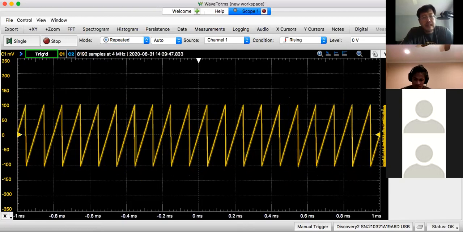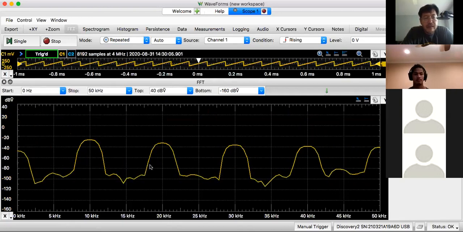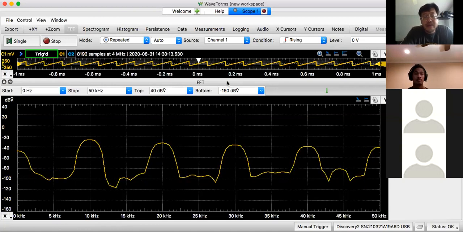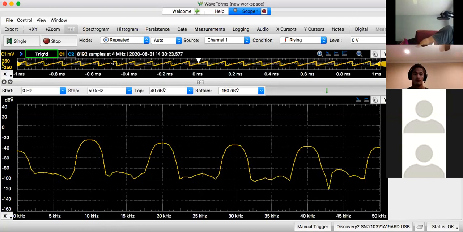Oh, this is called sawtooth. Sawtooth. What does it look like in frequency? Wow. 10,000, 20,000, 30,000, 40,000. It has a lot of components. So in time domain, it looks like this. That's time, that's frequency. Let's move to another one.